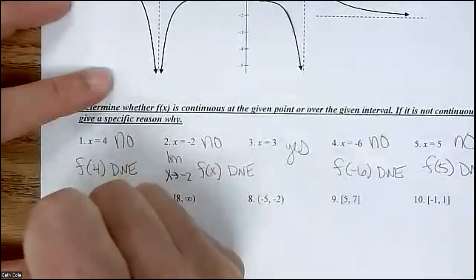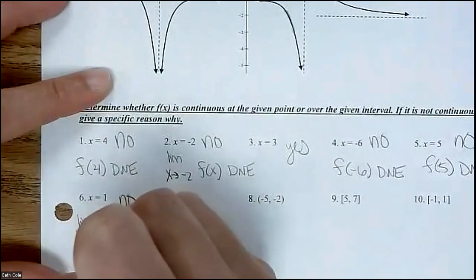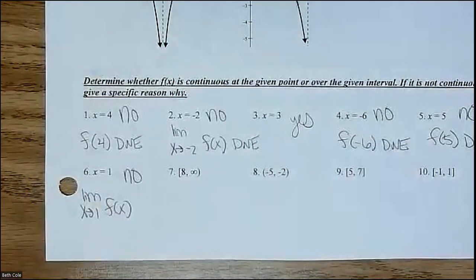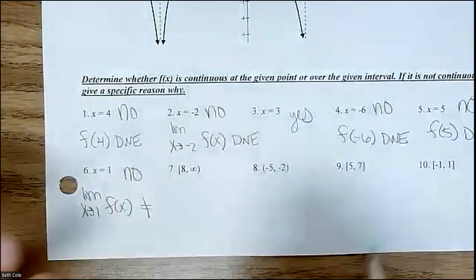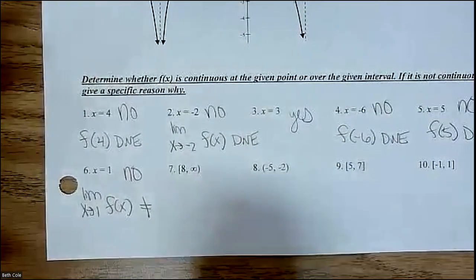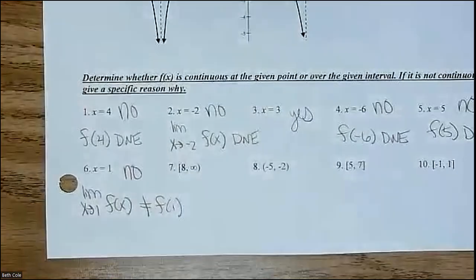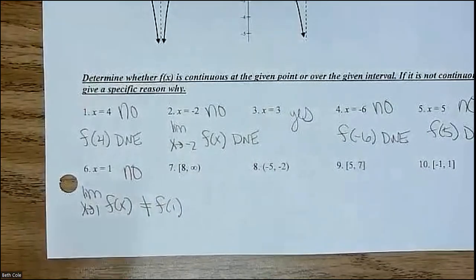Okay, so we're going to write limit as x approaches 1 for the function. Limit as x goes to 1 for the function does not equal, it's like a no parking sign, f of 1. So there is a point and there is a limit. They just don't equal each other.